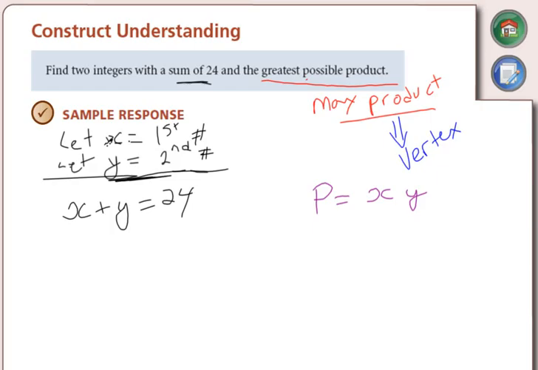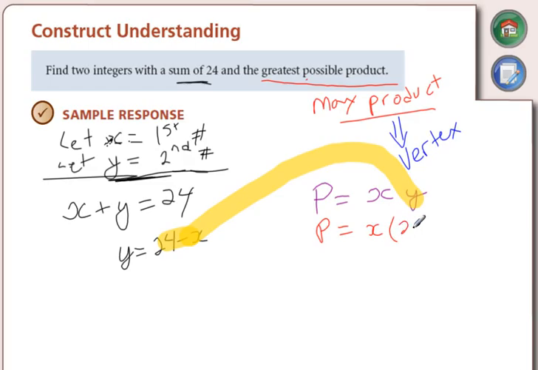So with the first equation, isolate either the x and y, doesn't matter which one. Let's just pick y for the fun of it. So y equals 24 minus x. Let's substitute that in for the other y. Alright then, p is equal to x multiplied by the 24 minus x. We now have a quadratic in factored form.